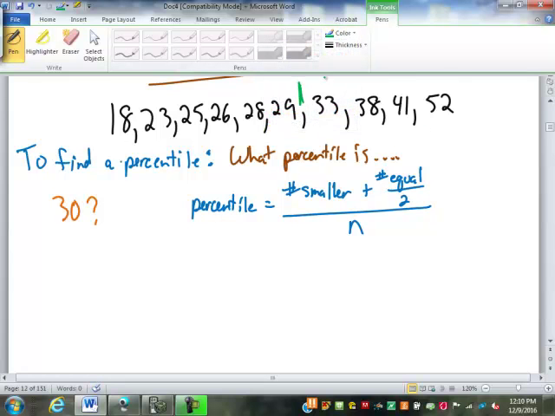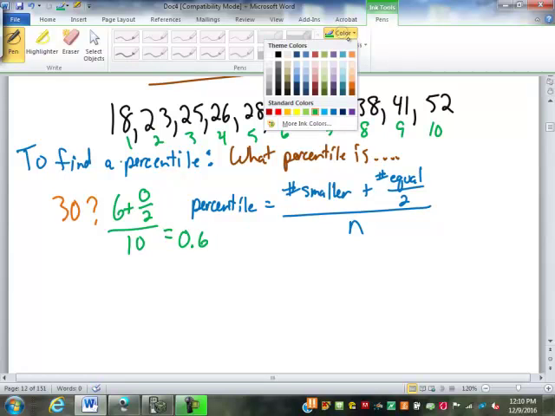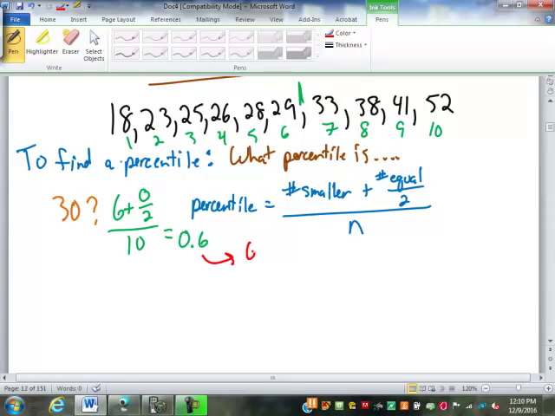How many are smaller? 6, it looks like, right? So there are 6 that are smaller. How many are equal? None of them, right? So 0 over 2. That's going to be divided by, well, there's 10 numbers. It's going to be divided by 10. So this is 6 plus 0 divided by 2, that's just 6. Divided by 10 is 0.6. Change to a percent, that is 60%, or the 60th percentile.